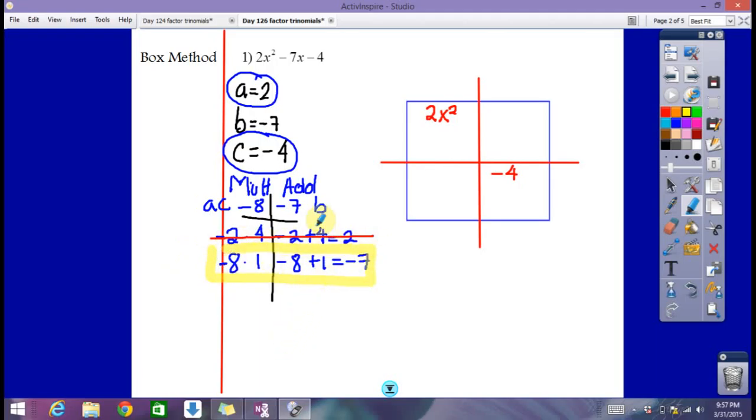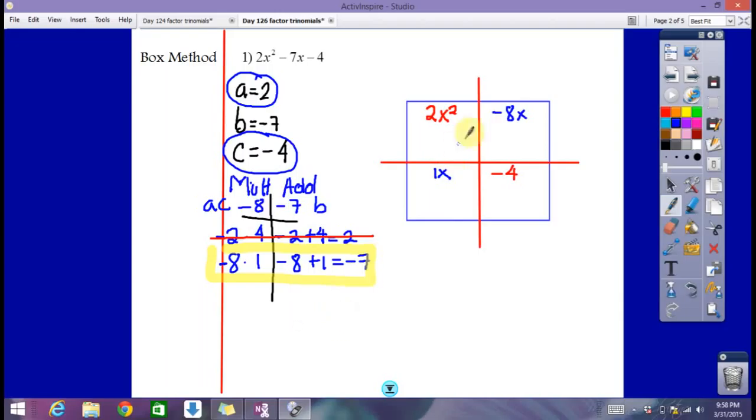Now that we have the combination that works, don't go and put it into a parenthesis, because we cannot do that since over here the A is not 1. We have to first use this combination to fill out the other 2 boxes. So the negative 8 is going to go here and the 1 here. It doesn't matter the order. Just make sure that you put an x next to those 2.